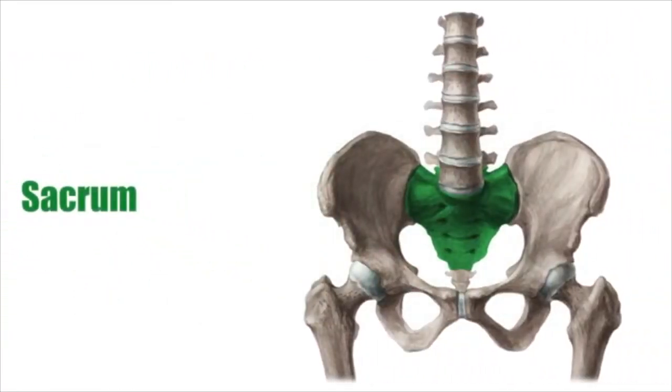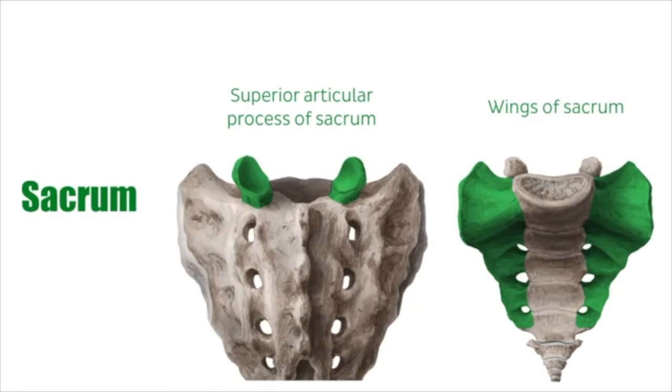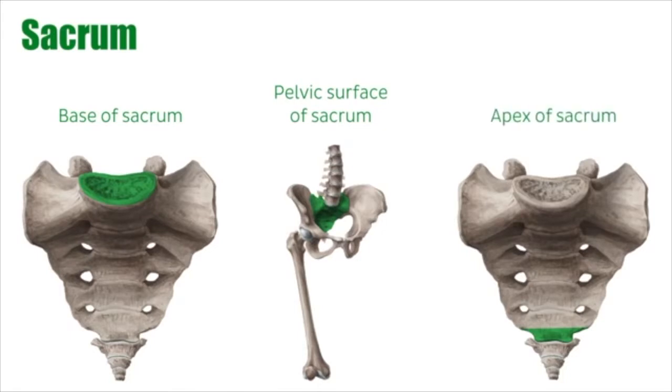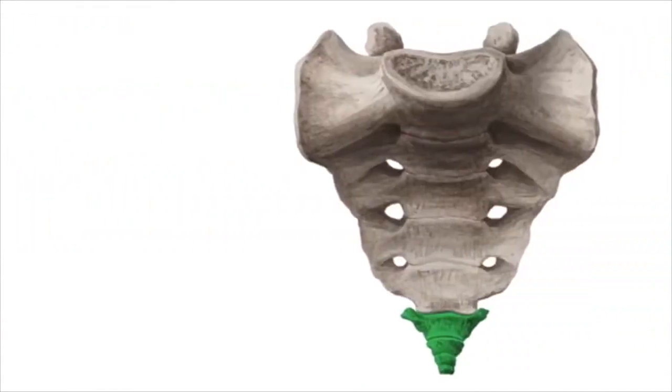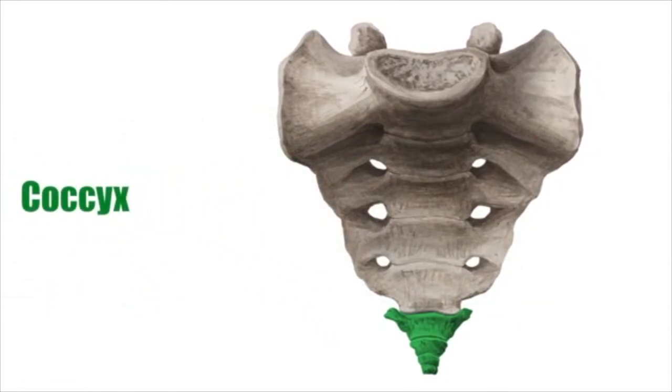The sacrum, which is a major feature of the pelvis, has the following parts. The superior articular process, the wing of the sacrum, the base of the sacrum, the pelvic surface of the sacrum, and the apex. The last bone in the pelvis is the coccyx, which has 4 fused vertebrae and a single individual terminal vertebra.